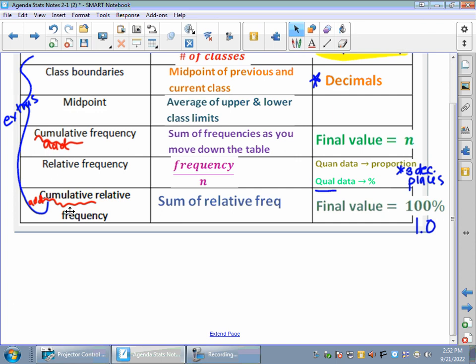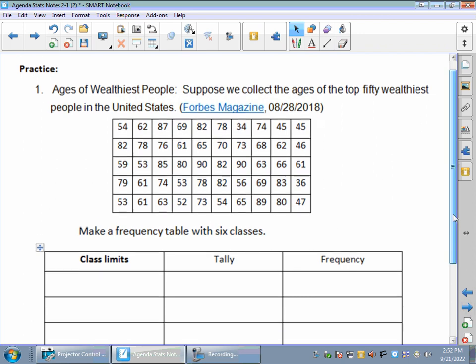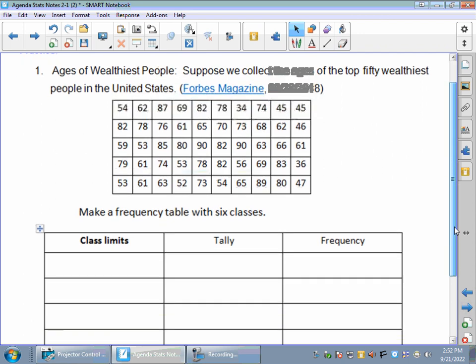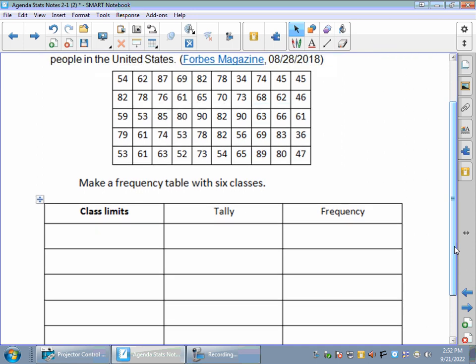All right, so let's make a table. We've got some data. It is the ages of the wealthiest people from Forbes magazine in 2018. Sorry, it's a little outdated. Notice down here it says make a frequency table with 6 classes. I will always tell you the number of classes. So the first thing we need to do is find the class width.